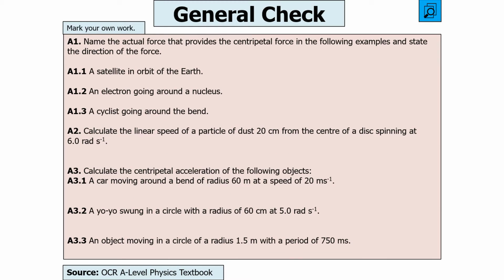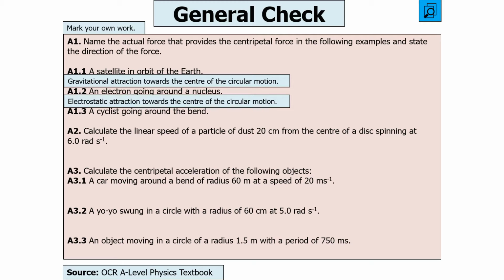Right, in this first one, remember the centripetal force is the name given to the resultant force towards the centre of the circle of the circular motion. So the first one is going to be gravitational attraction towards the centre of the circular motion. The second one is going to be electrostatic attraction towards the centre of the circular motion. Then a cyclist going on the bend, that's the friction between the tyre and the road, towards the centre of the circular motion.